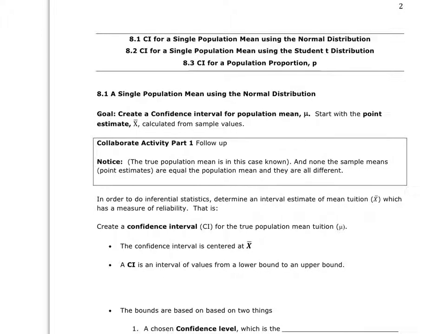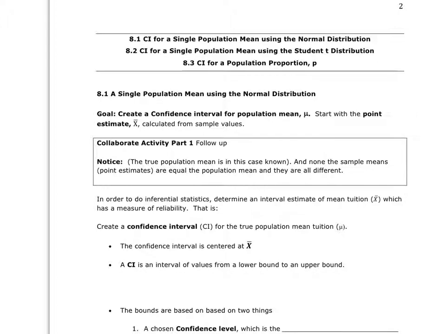Chapter 8 has 3 sections. First section is confidence intervals for a population mean using normal distribution. The second section is confidence interval for population mean using a student t-distribution. Okay, that's a new distribution that we haven't talked about yet. And then the last section is a confidence interval for a different parameter. Rather than mean, it's the population proportion.